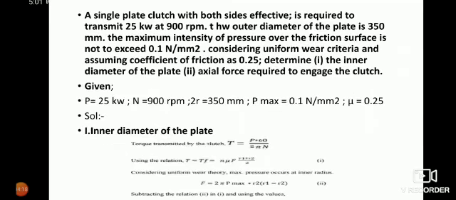Ri is inner radius. A single plate clutch with both sides effective is required to transmit 25 kilowatt at 900 rpm.